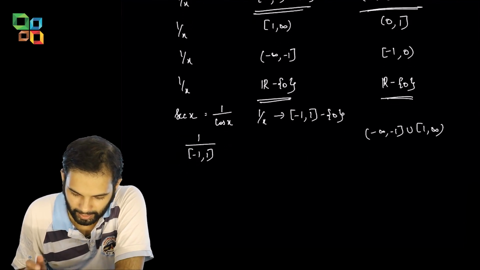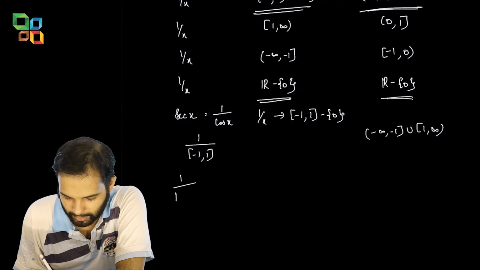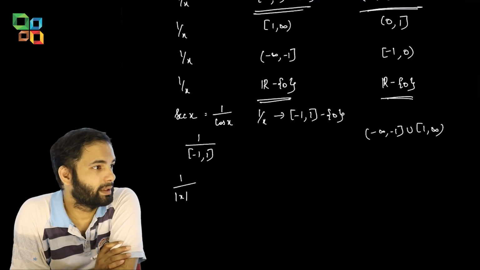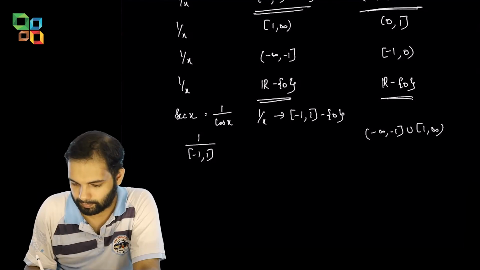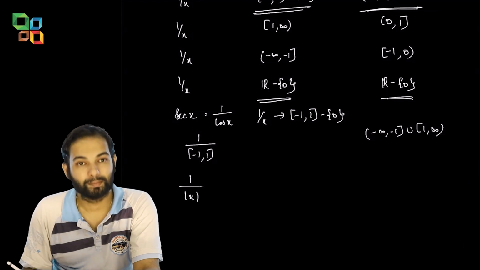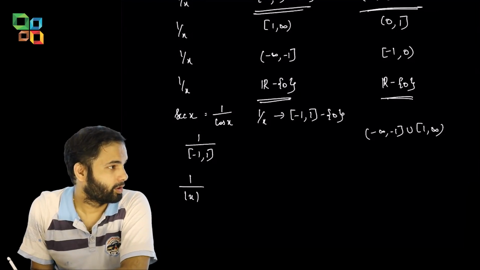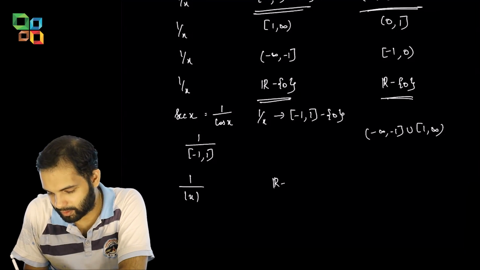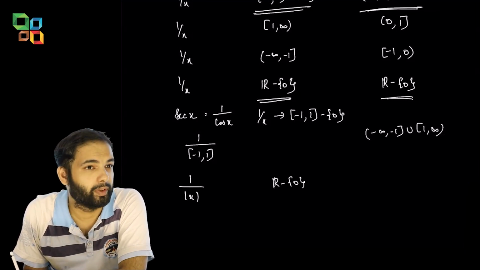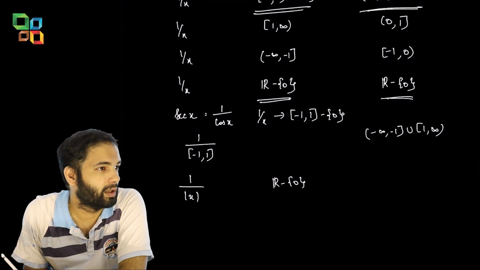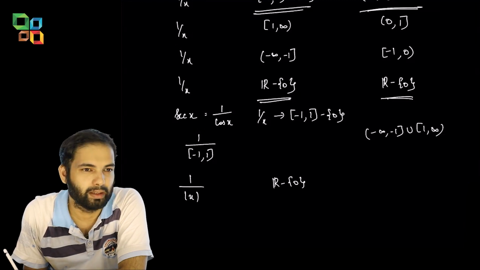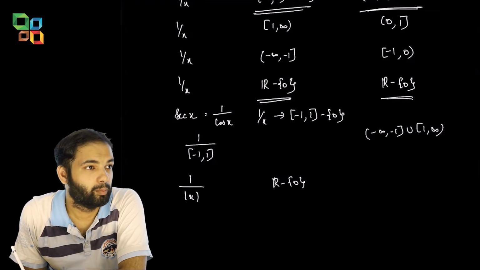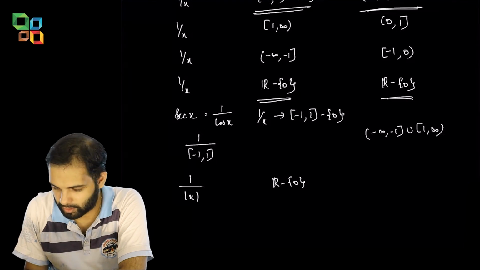Okay, let me see. What about 1 by mod x? Let's talk about the domain and range. Domain will be all real numbers except 0. Please make a note of it every time, because we are used to leaving out one number, which is very important. Except 0, yes. And the range is positive real numbers.